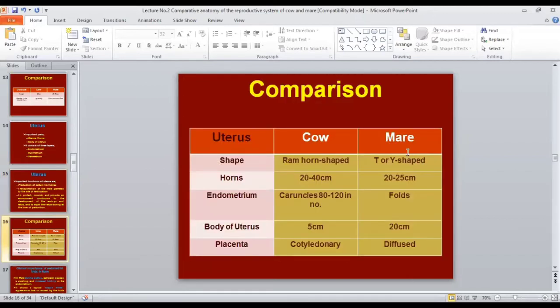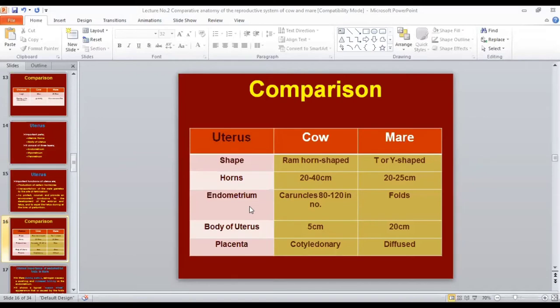As for the comparison of the uterus of the cow with the uterus of the mare, the most important feature is the shape of the uterine horns, or the shape of the uterus. That is a ram horn shape in the cow, and in the mare you can say a T or Y shape. The size of the horns in the cow is 20 to 40 centimeters, but in the mare it is 20 to 25 centimeters. The difference is that in the mare, the uterine horns are shorter compared to those of the cow, but the body of the uterus of the mare is longer compared to the body of the uterus of the cow.